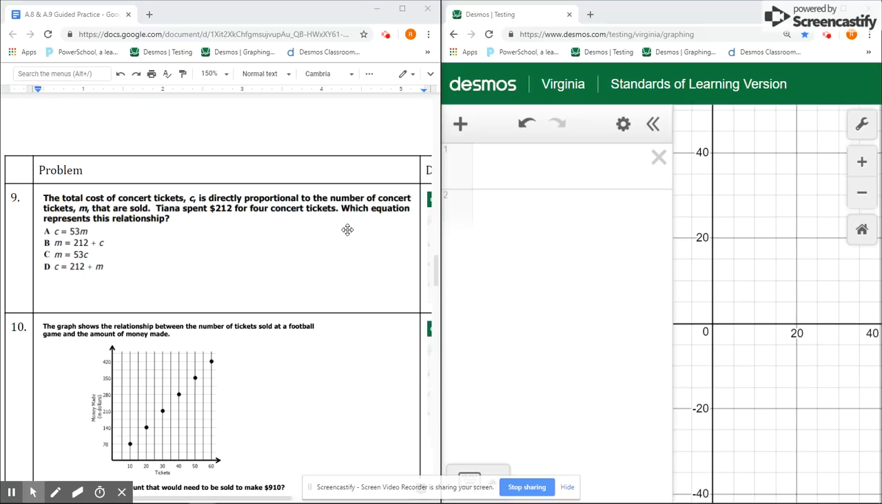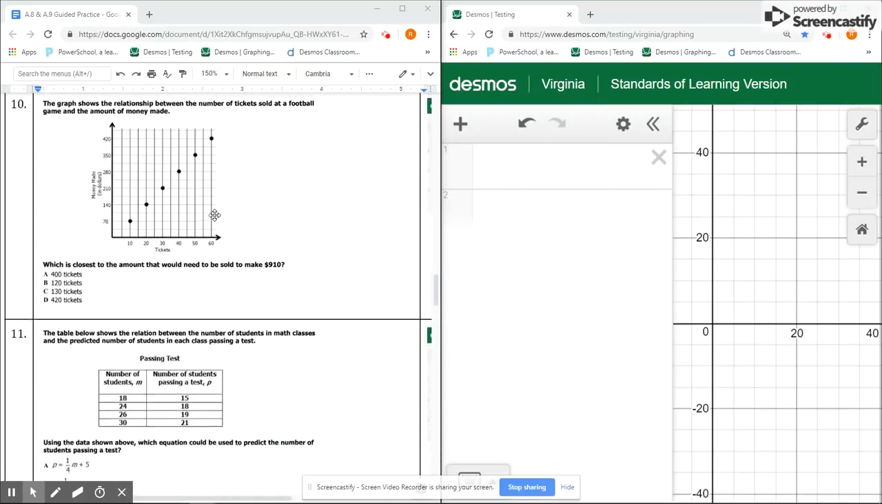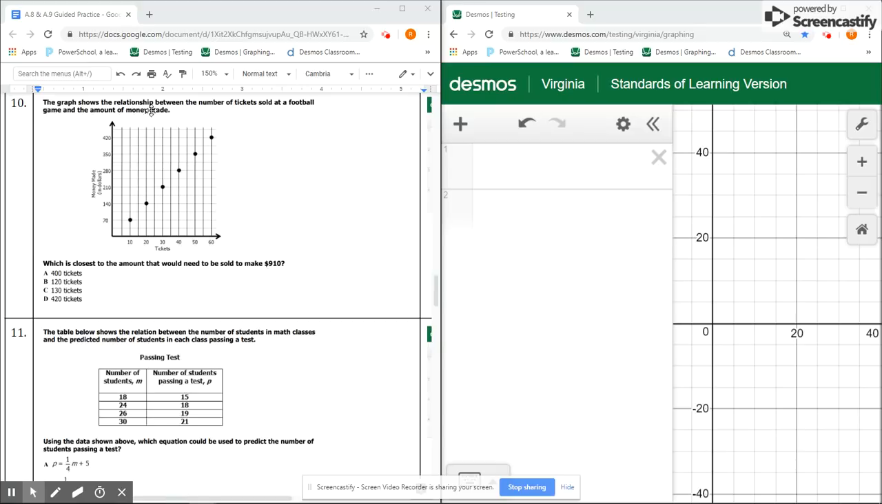Okay, this is day 9, guided practice, page number 3. We're going to skip number 9. You can do that with your group. Number 10, the graph shows the relationship between the number of tickets sold at a football game and the amount of money made. Which is closest to the amount that you would need to be sold to make $910?